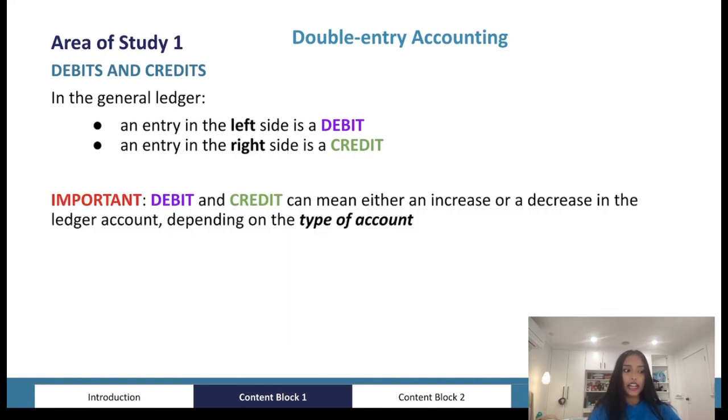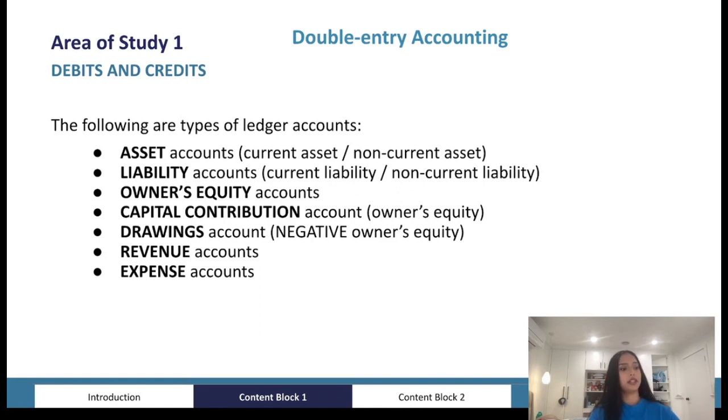So the meaning of debit and credit changes depending on what type of ledger account we're dealing with. This is why I said don't think of debit and credit as increase or decrease. Just think debit is left and credit is right, because the meaning of debit and credit changes depending on the type of ledger account. So here are the different types of ledger accounts.